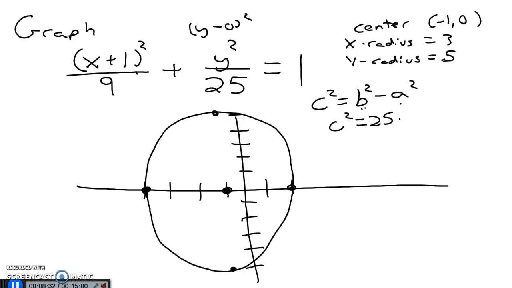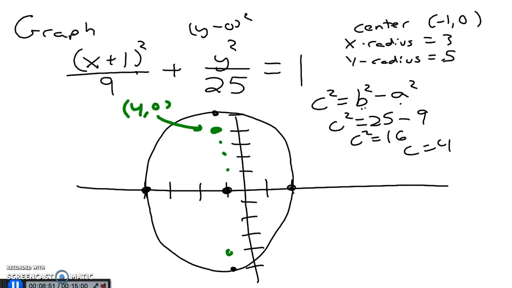So c squared equals b squared, which is 25, minus 9, the a squared. So c squared equals 16. So our c is 4. So that means that our focus will be located up 4. So right here at this point, 4, 0 will be our focus. And then down here, I'm sorry, that's completely wrong. So our point is -1, 4. And down here, we have -1, -4.